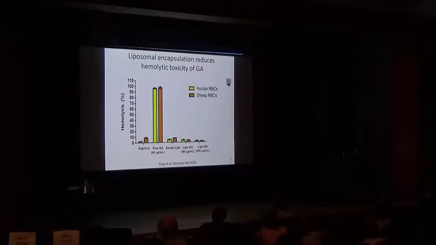Again, back to the efficacy data. The first thing we look at is the hemolysis. As I mentioned, the free drug is very toxic to RBC. So as you can see, free gambogic acid just lyses the RBC like a detergent. But once we put them in liposomes, the toxicity is gone.